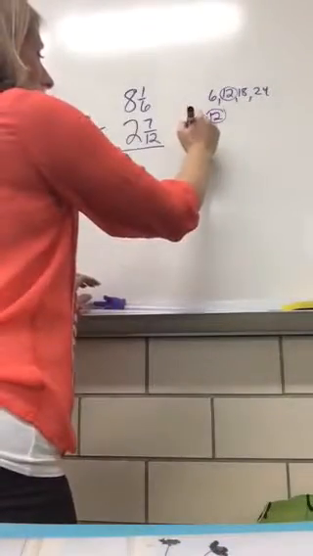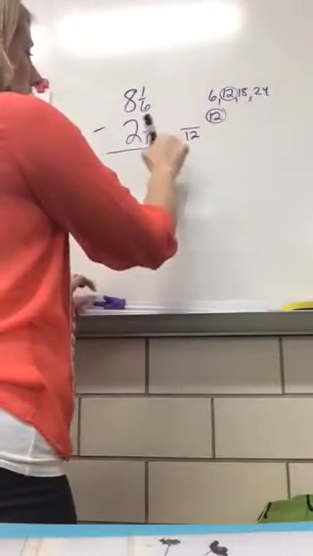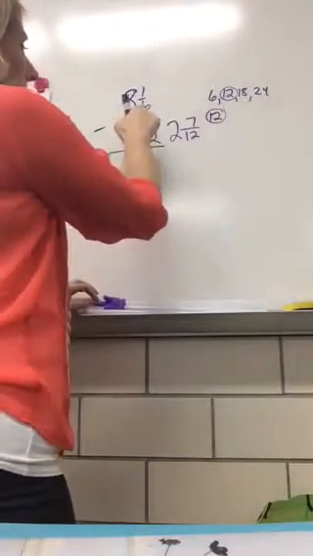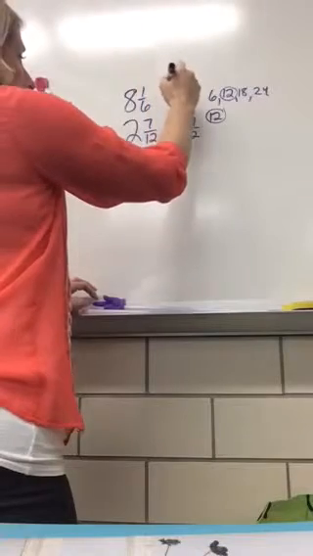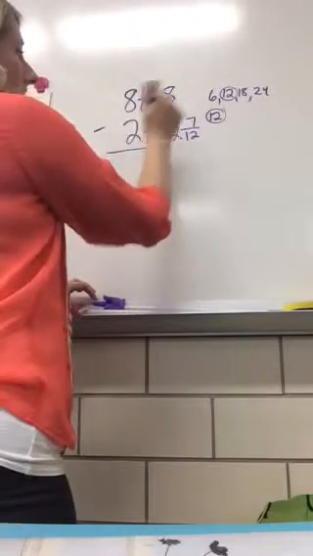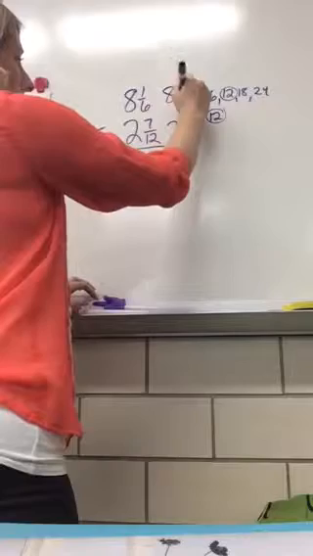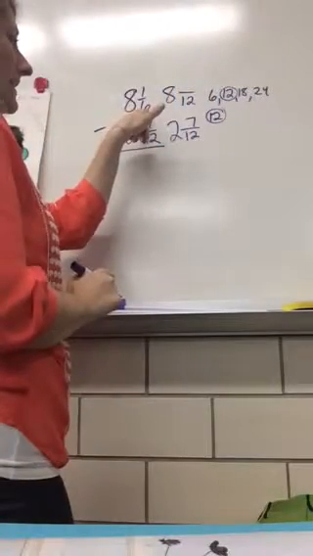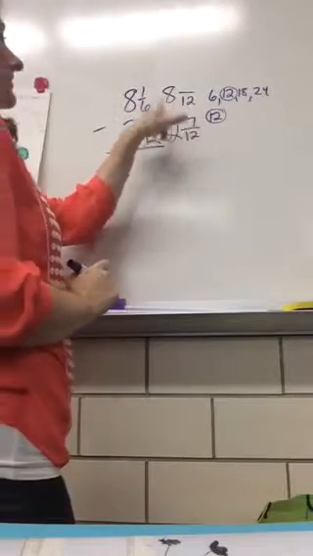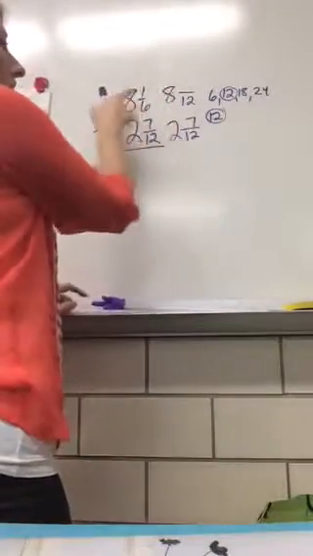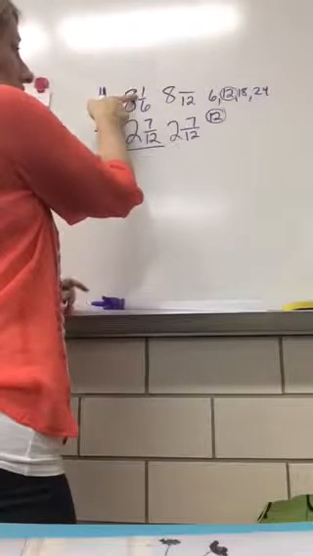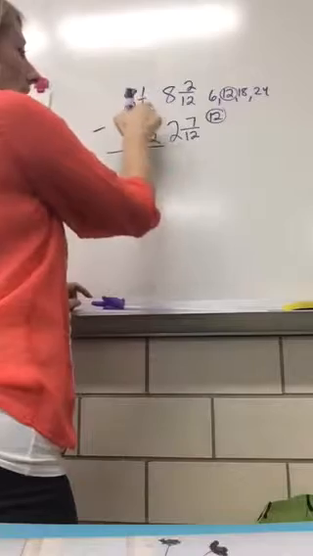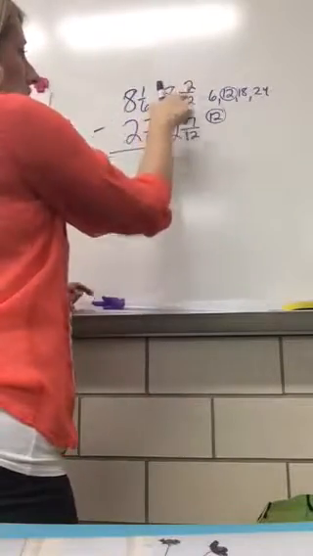Since 12 is my common denominator, this number doesn't change at all because I already had 12 as a denominator. And up here I need to create an equivalent fraction. So my 8 is going to stay the same, and now instead of 6 as the denominator, my denominator is going to be 12. Now I have to decide, what did I multiply by 6 to get 12? And I know that 6 times 2 is 12. So now I need to multiply 1 times 2 as well. And 1 times 2 is 2. So 8 and 1/6 is the same as 8 and 2/12.